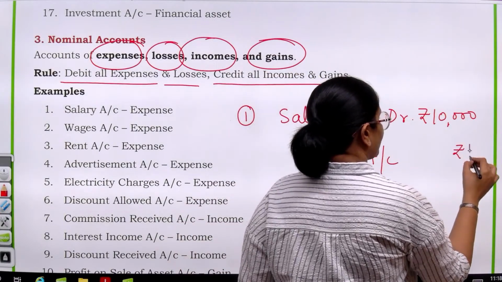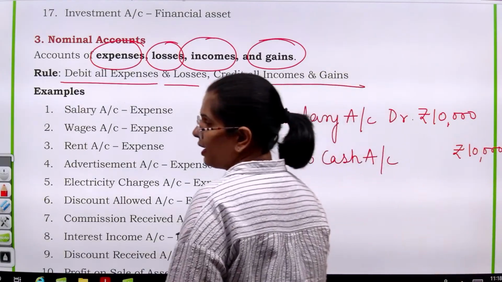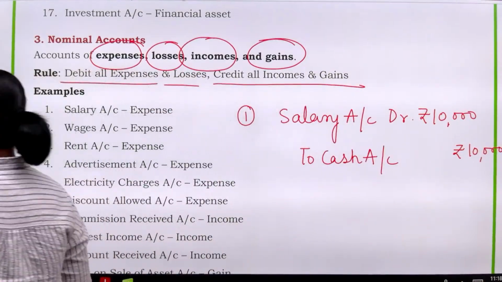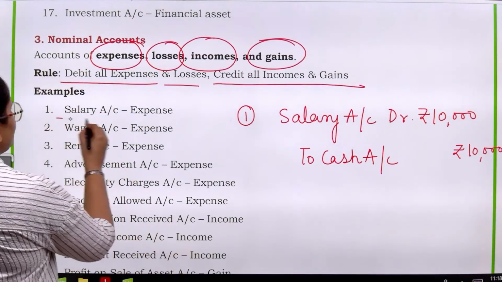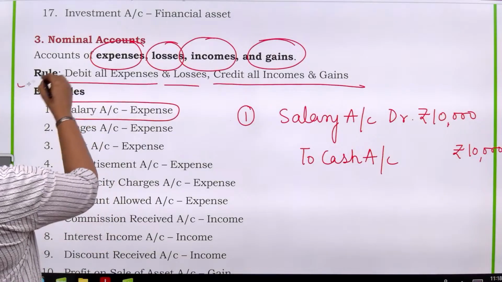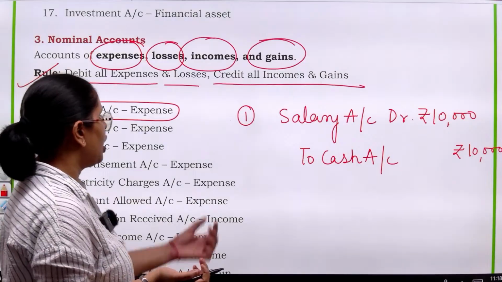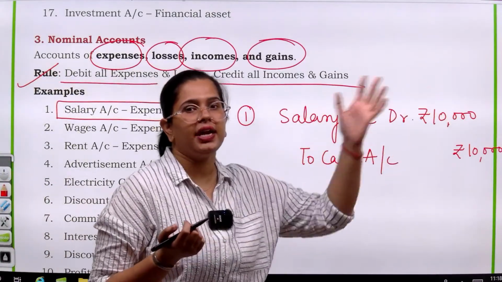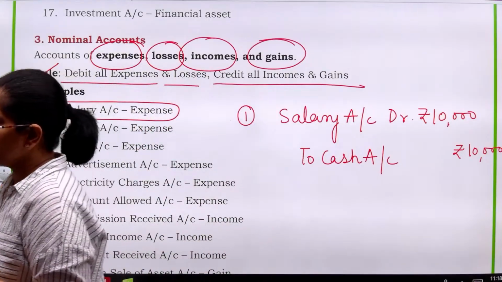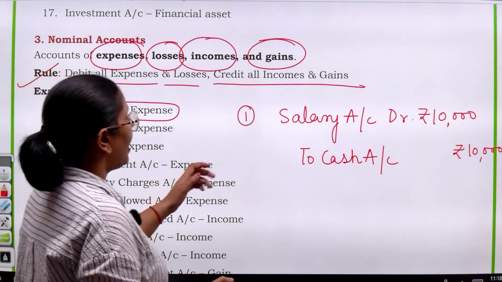Now let's revise the rules. We know that salary account is a nominal account because it's an expense. So expense is debited when it is incurred. If I would have incurred a loss, let's say loss by fire, so loss by fire would be debited, right? Any losses have to be debited, any expenses have to be debited.